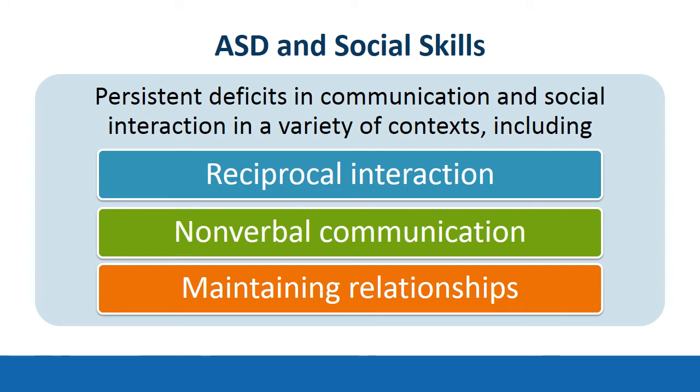All individuals with ASD have some form of persistent deficits in communication and social interaction. The degree of severity of the challenges will vary from individual to individual and may present differently from one person to the next. These deficits may be related to, among other things, reciprocal interaction, nonverbal communication required during social interactions, and maintaining social relationships. Let's look at each of these three components a little closer.